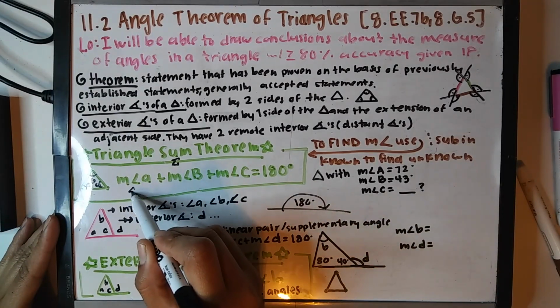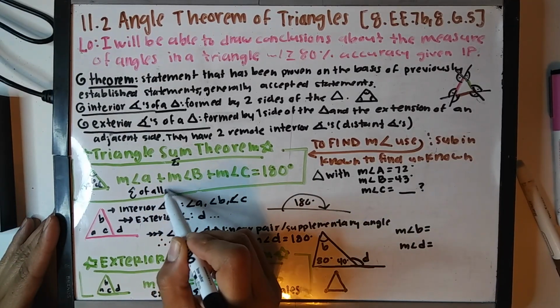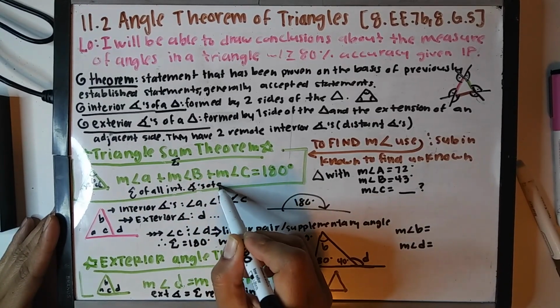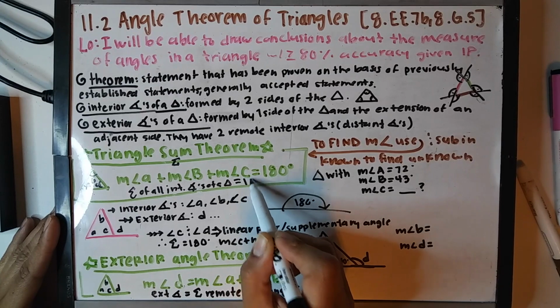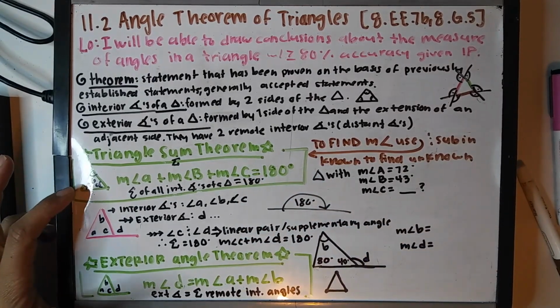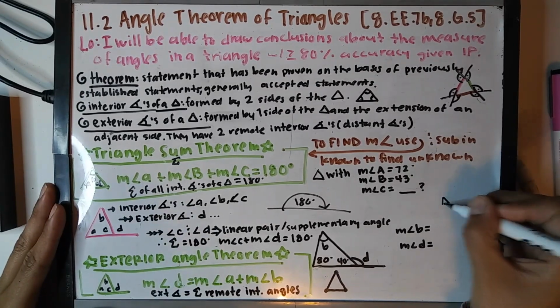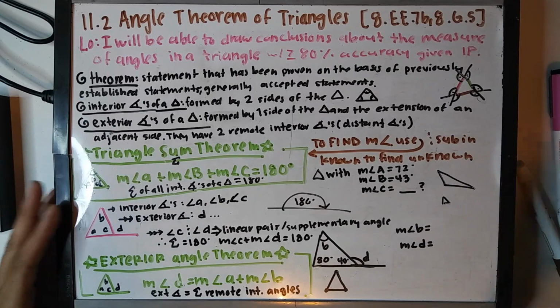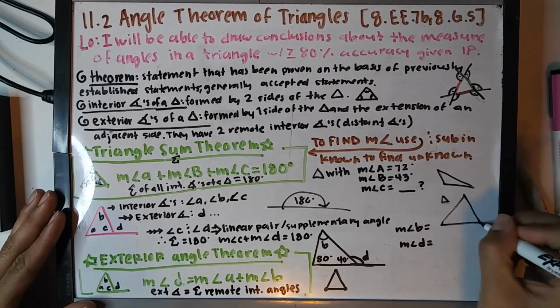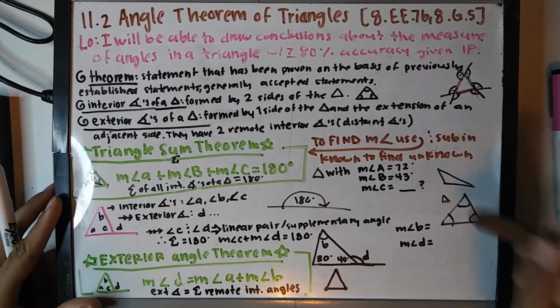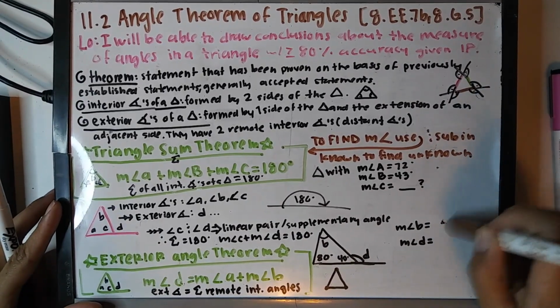So you can say the sum of all interior angles of a triangle equals 180. Okay? So when you add all of them together, they're always going to give you 180. It doesn't matter if it's a tiny triangle, a right triangle, or different kinds of triangles. Whatever triangle it is, when you add all the angles together, the interior angles are going to be equal to 180. So how are we going to use that?